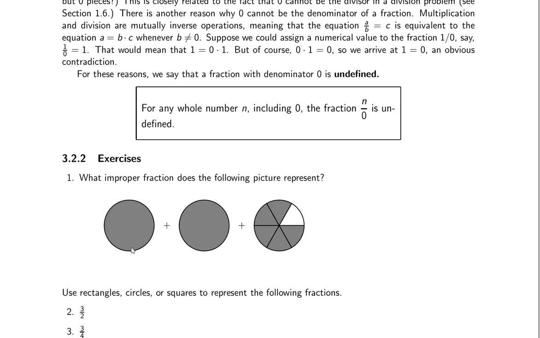What improper fraction does this picture represent? Okay, so here you can see we have 5/6. So in terms of sixths, we have another 6 here and another 6 here. So how many sixths altogether? 6 plus 6 plus 5, 17. So this picture represents 17 over 6.